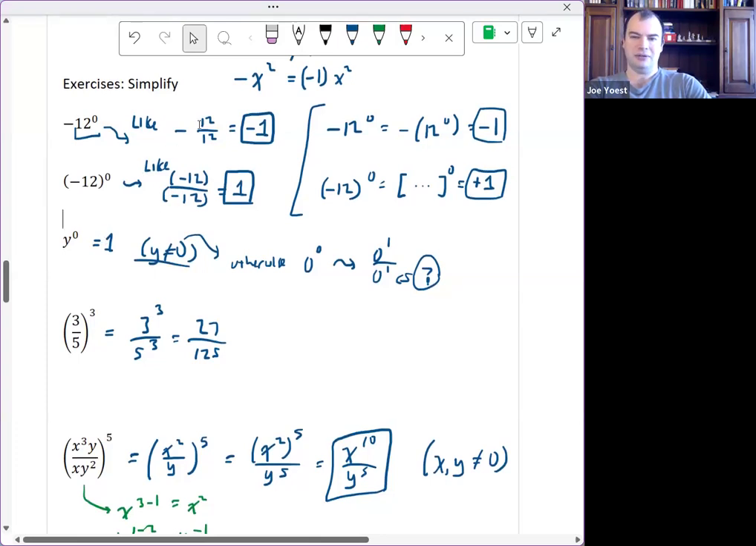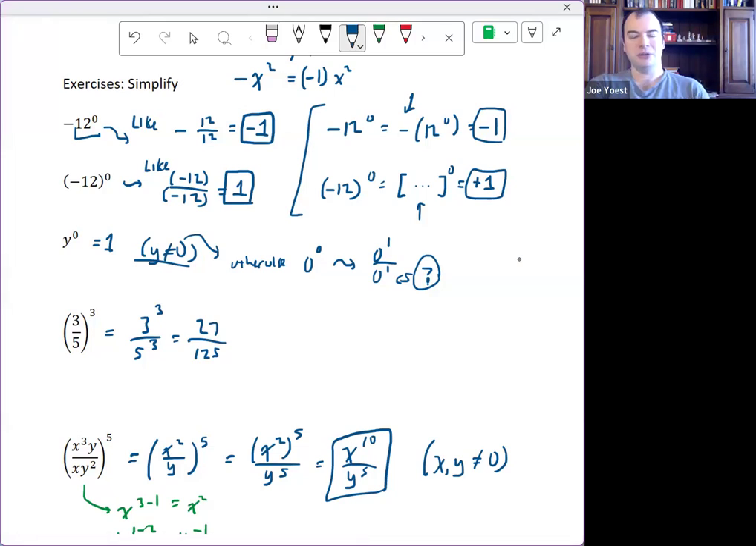Of course, negative of, say, 12 over 12 is equal to negative 1. So on one hand, we get negative 1. On the other hand, we get positive 1. We can think of this one as negative of something to the 0 power, which is negative 1. And then negative 12 in parentheses to the 0 power: the whole thing is getting raised to the 0 power. That's just something to the 0 power, which is positive 1. So we have to be a little careful there. So hopefully you picked up on that.